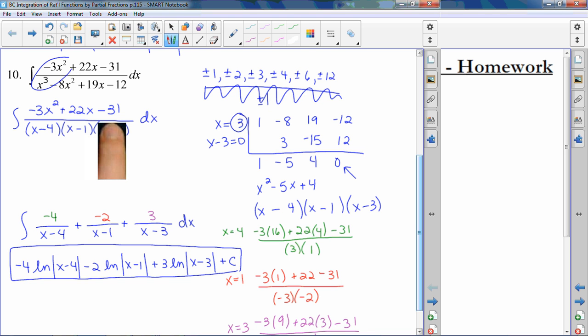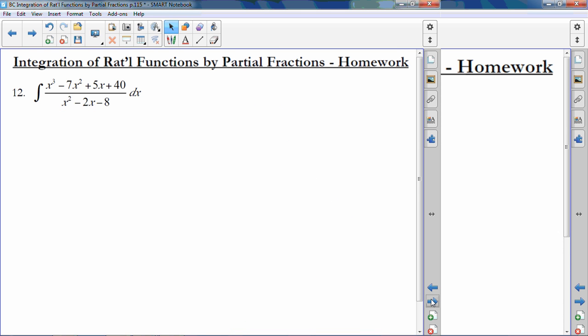When these exponents, notice a 2 is on the x in the numerator and a 3 is on the x in the denominator. When the numerator is higher, such as in the case of number 12, we have to handle it a little bit differently. So what we're going to do first is we want to simplify this by actually dividing the x cubed, the numerator, by the denominator, x squared minus 2x minus 8. Long division is how we do this.